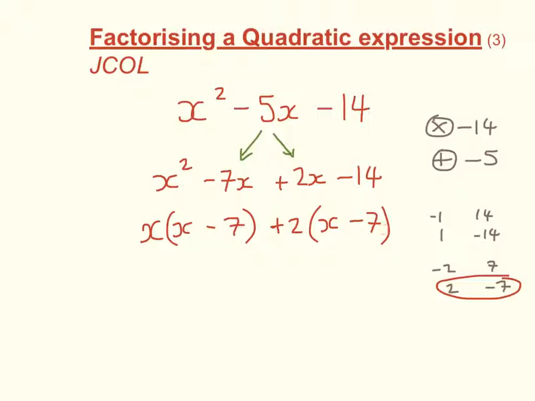So x minus 7 is a common factor, and what is being multiplied by x minus 7 is x in the first section, and it's plus 2 in the second section. So x minus 7 and x plus 2 are the two factors, the expressions that are multiplied together to make this original sum of different terms.